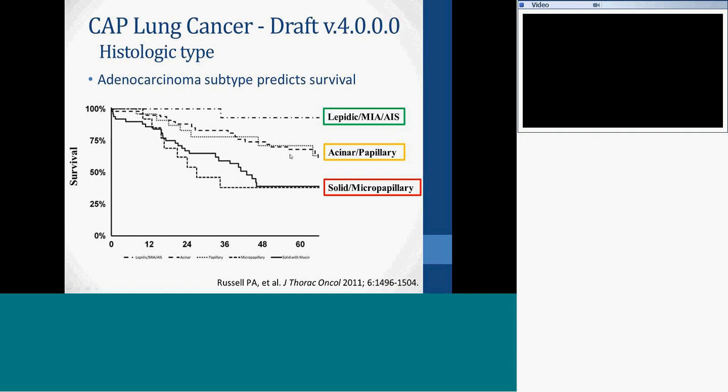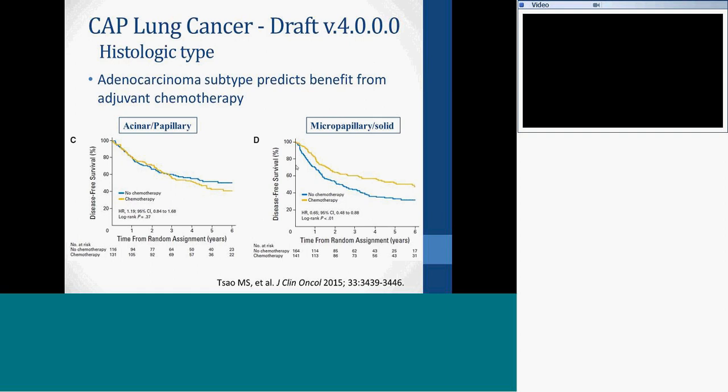More recently, however, there was a paper published in 2015 that suggests that adenocarcinoma subtype may also predict benefit from adjuvant chemotherapy. So this paper, published by my colleague Ming Gao and his colleagues here in Toronto, showing that in acinar and papillary type adenocarcinomas, there really didn't seem to be much benefit from adjuvant chemotherapy with respect to disease-free survival. But when you look at micropapillary and solid type tumors, patients receiving chemotherapy, the line here, exhibited better disease-free survival compared to those who did not receive any chemotherapy.